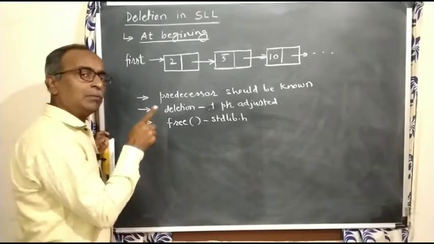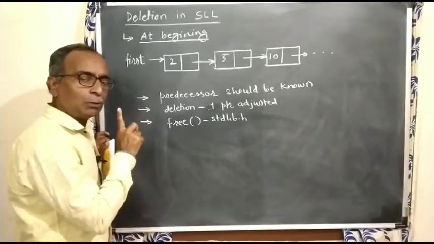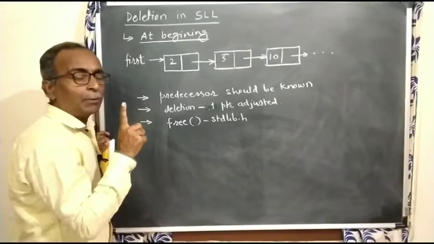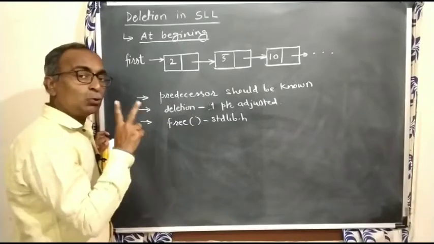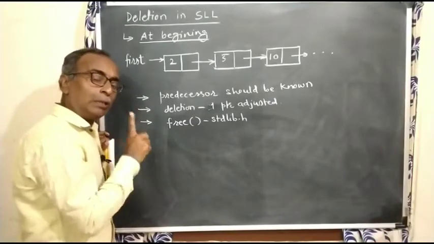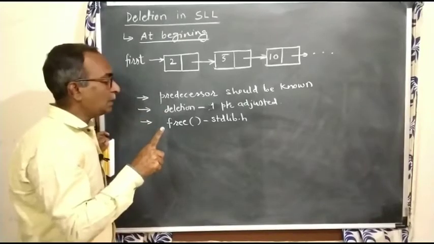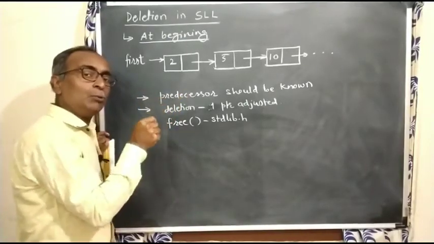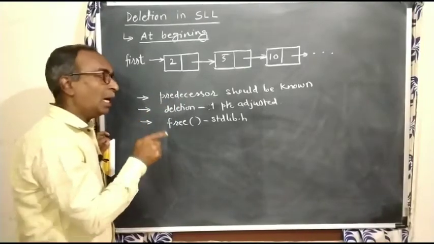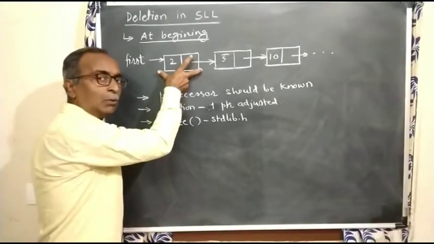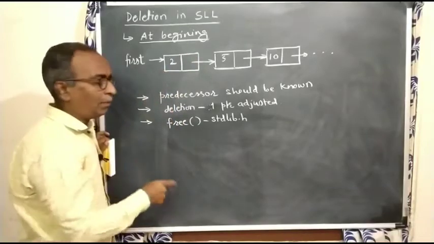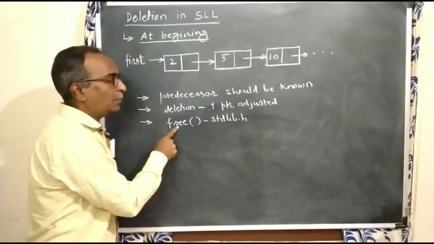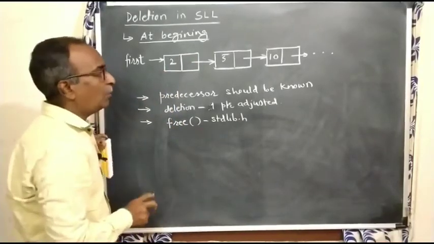For insertion, predecessor is required. For deletion also, predecessor is required. For insertion in singly linked list, two pointers will be adjusted. For deletion, only one pointer is adjusted. Then for allocating memory we have used malloc function, and here for freeing whatever you have allocated, that memory we will use free, which is defined in stdlib.h.